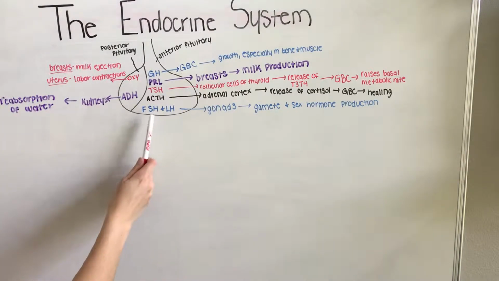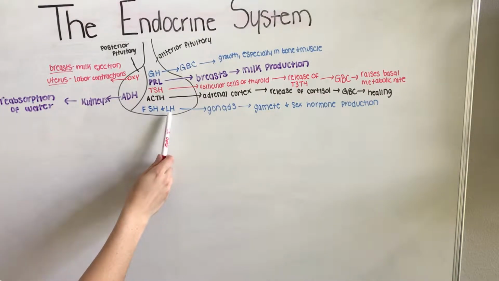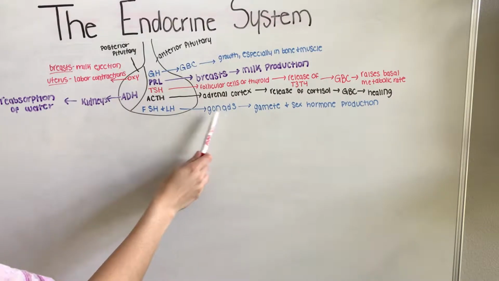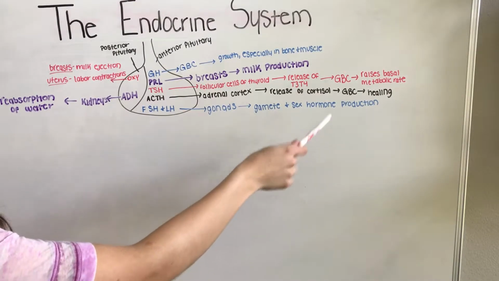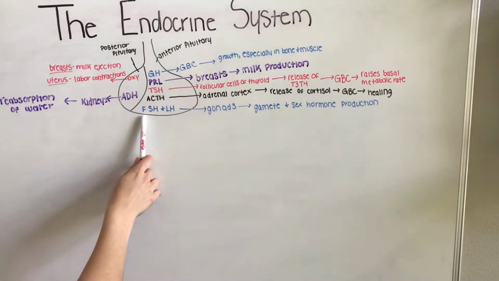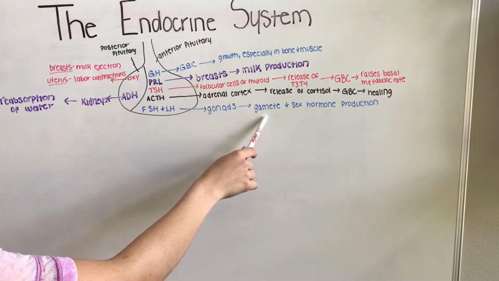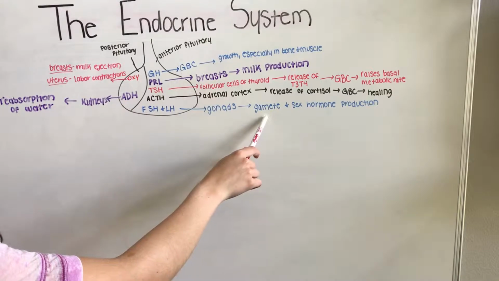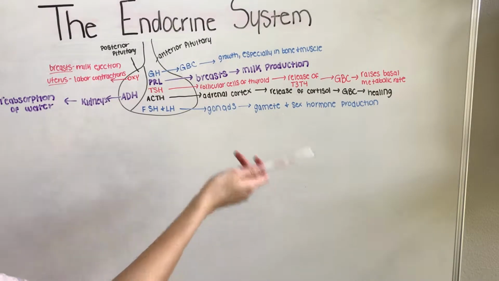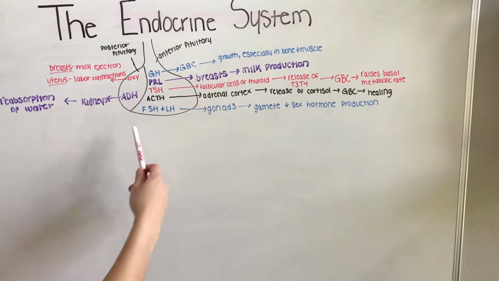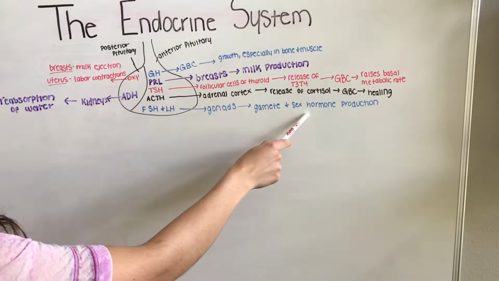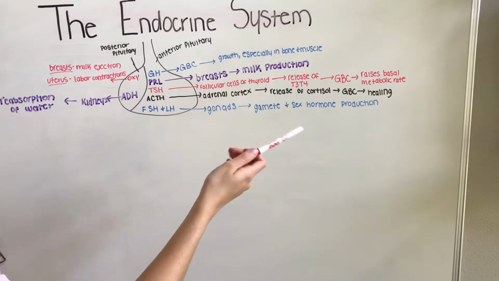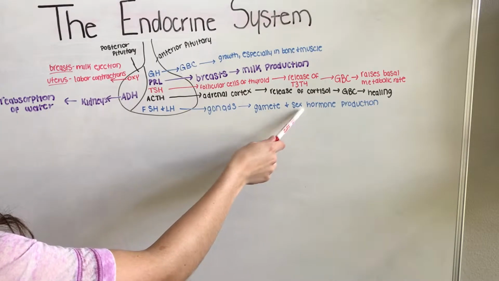Now, these two hormones, follicle-stimulating hormone and luteinizing hormone, both target the gonads and they cause gamete and sex hormone production. So follicle-stimulating hormone causes gamete production, which would basically be the production of eggs in females or sperm in males. And then LH, luteinizing hormone, causes sex hormone production, which would be estrogen and progesterone in females and testosterone in males.